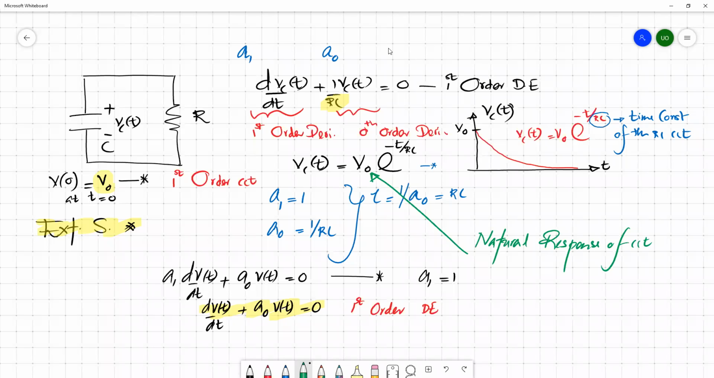Natural response means the contribution coming from initial conditions. The natural response is the impact due to the initial conditions of the circuit. Here we analyze the circuit by assuming that this capacitor is charged up to V0 voltage at t equals 0. Then the stored energy of the capacitor is released through the resistor, and due to that we end up with a voltage response.